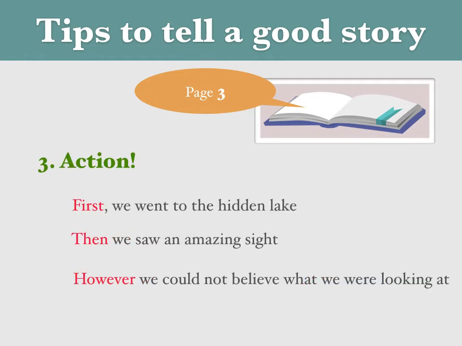After setting the scene, the action should be the central part of the story. A series of happenings, ending with the main event and main point. A dramatic twist, a romantic ending, a message of hope. The kind of language you will commonly use will be time sequences, such as first, next, finally, or linking in some way, for instance, however, therefore, or but. Here is an example. First, we went to the hidden lake. Then, we saw an amazing sight. However, we could not believe what we were looking at.